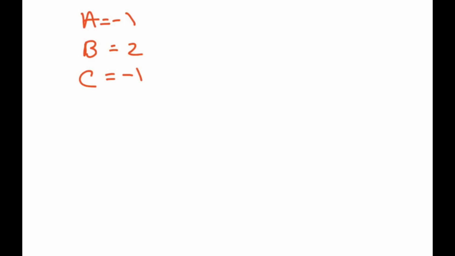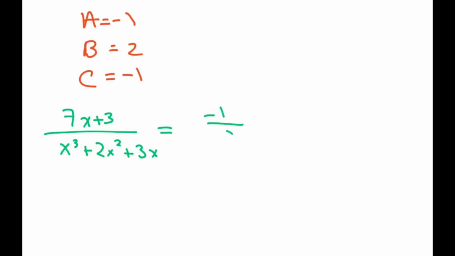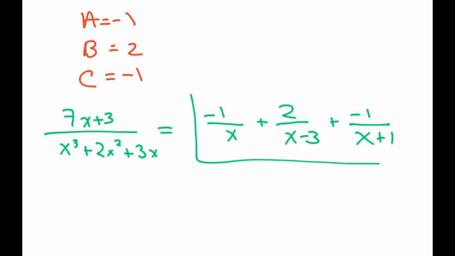Therefore, we have 7x plus 3 divided by x cubed plus 2x squared plus 3x, and you just plug everything in. This was negative 1 divided by x, plus my B, which is 2, divided by x minus 3, plus A negative 1, or you could just write minus 1, divided by x plus 1. And that's your final answer.